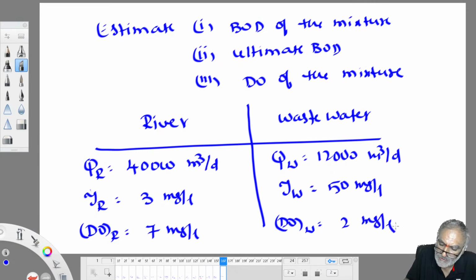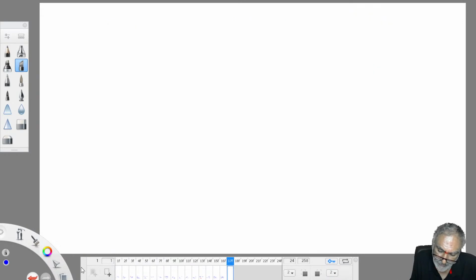Sometimes you don't find these. If any of these is missing, say DO of wastewater is missing, we take 0. Or if BOD of river is missing, we take 0. Generally in a river, on the upstream side, you don't find any BOD. If at all it contains, it will be given. Generally wastewater doesn't contain much oxygen. If at all it contains, it will be given. So BOD of river on the upstream side and DO of wastewater, if not given, are taken as 0. Okay, remember that point.